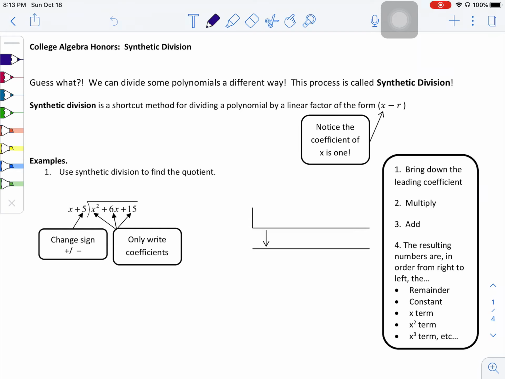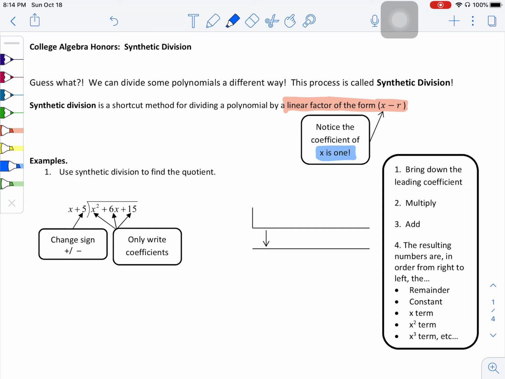So in this video, I'm going to talk through synthetic division for polynomials. Now, this video is only going to talk about synthetic division when you are dividing by a linear factor, all right? And that linear factor is very specifically in the form of x minus r or x plus r. So if you'll notice, the coefficient on x here is only 1.